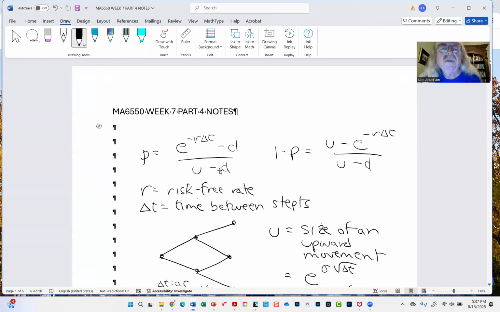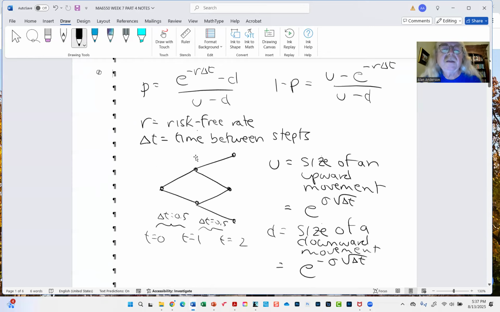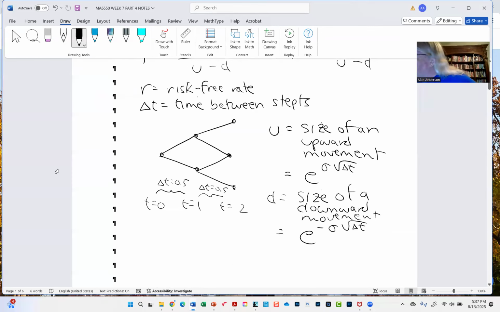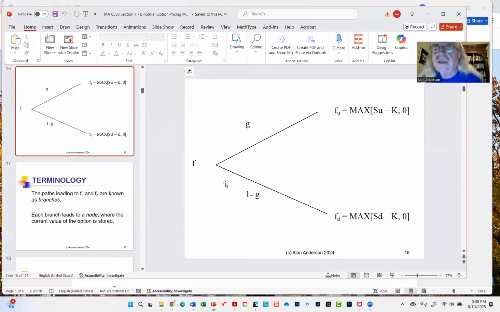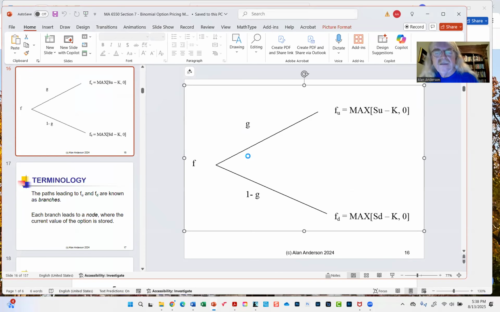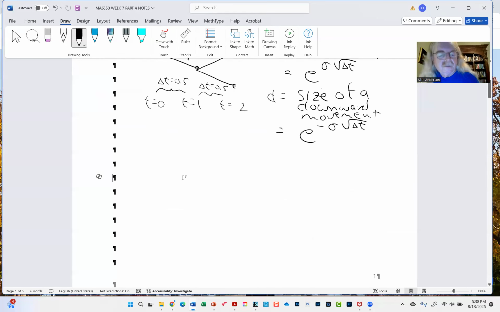Okay, so this is the mystery part. Where did this come from? This is the probability of moving up, and the 1 minus P obviously is the probability of moving down. Okay, so here's what's going to happen. In the slides, I have an example of this based on a single period model, which is fine. You can see here that this is what it would look like.